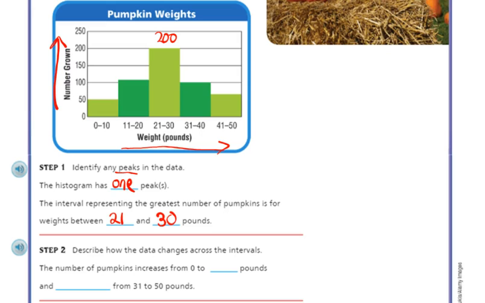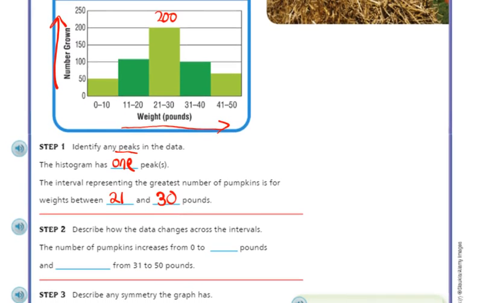All right, so as we look at it, scroll down so I've got a little more space here. The number of pumpkins increases from 0 to 30 pounds. That's going in this direction here. It's definitely increasing. And what is it doing from 31 to 50? You are correct. It is decreasing.